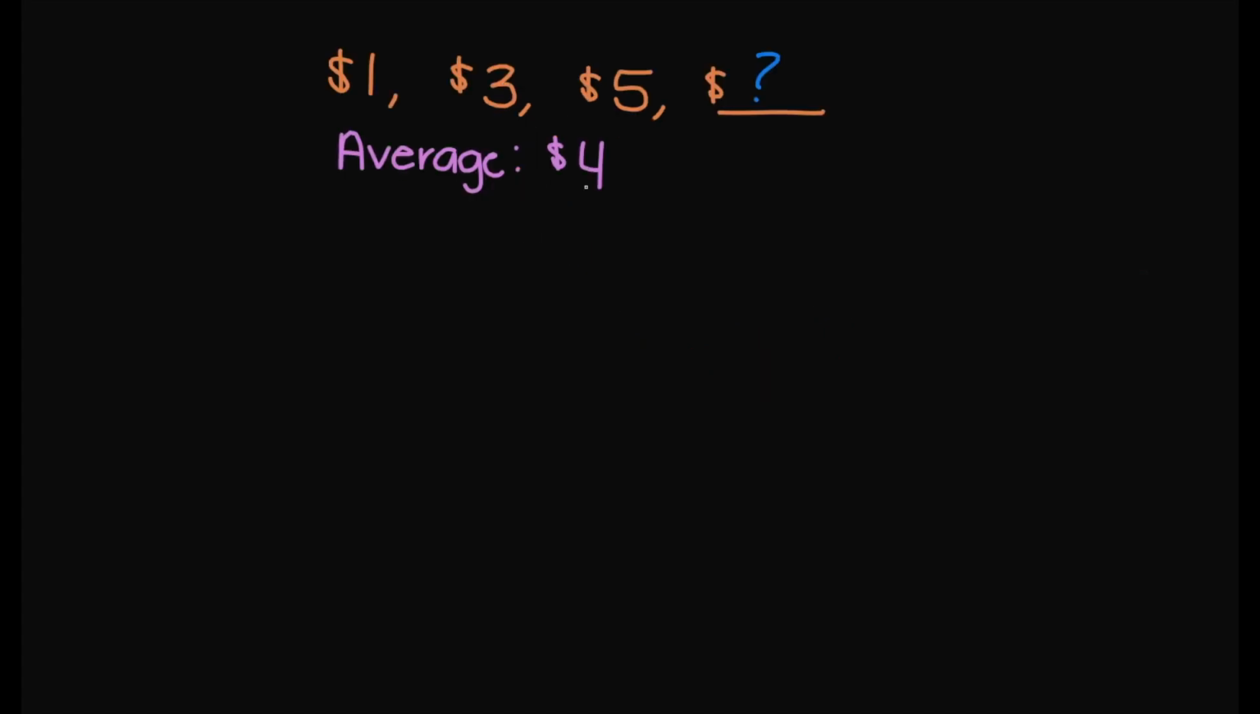Let's look at this example here. So let's say you needed to find the average, but you were missing a value. So let's figure out what our number is here. I'm going to add my $1 plus my $3 plus my $5, and I'm going to add a variable x to represent my missing value here. And this is going to equal 4, because this is letting me know that my average is 4.